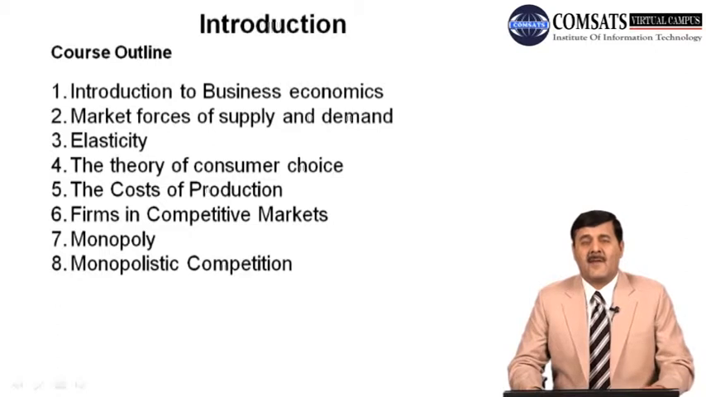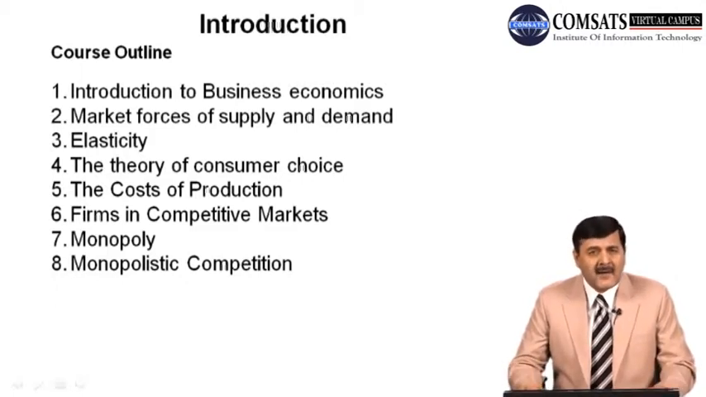Then we have monopolistic competition, monopoly, then oligopoly. Under oligopoly we'll discuss the example of a duopoly. So these are different market structures where the firms would like to sell their product and charge a price which maximizes their profit. Of course the ultimate goal and objective of the firm is to maximize their profit.